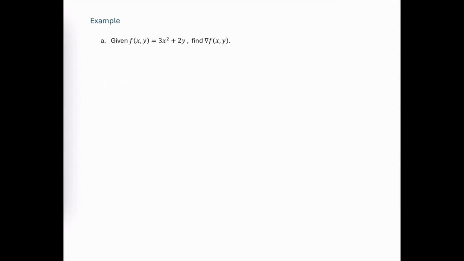So let's take a look at a scalar function, f of x, y. This is some sort of a surface. Del f is calculated by looking at the first partial with respect to x, and the first partial with respect to y. The first partial of the surface with respect to x is just going to be 6x. The first partial with respect to y is just going to be 2. So our gradient vector field is 6x and 2.